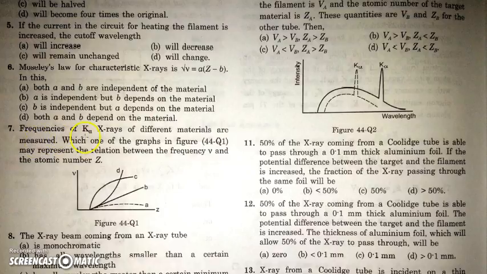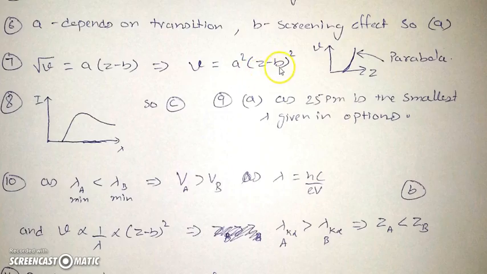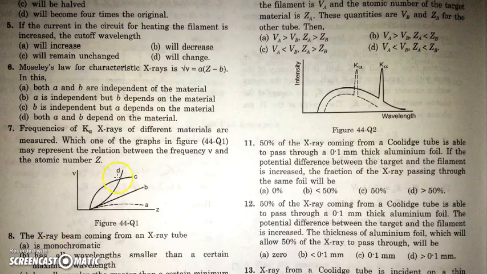Then the next question, frequency of K alpha of different materials are measured. Which of the following graphs may represent the relation between frequency and the atomic number? The relation is already given, but in this we have to find frequency. It is root of frequency. So squaring, we get frequency is nothing but (Z minus b) whole square times this constant, and it's a parabolic function in which frequency will be represented on the y-axis and Z on the x-axis. So it will be a parabola like the given graph. Hence the correct graph is D.